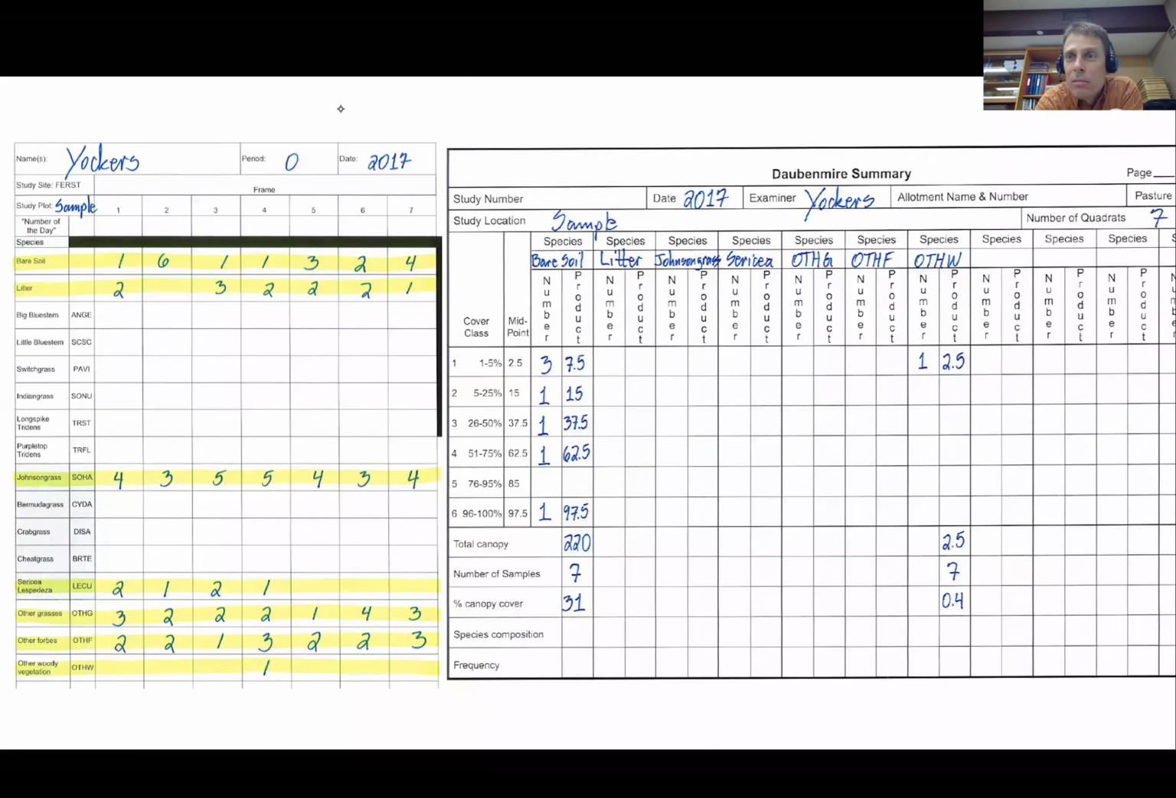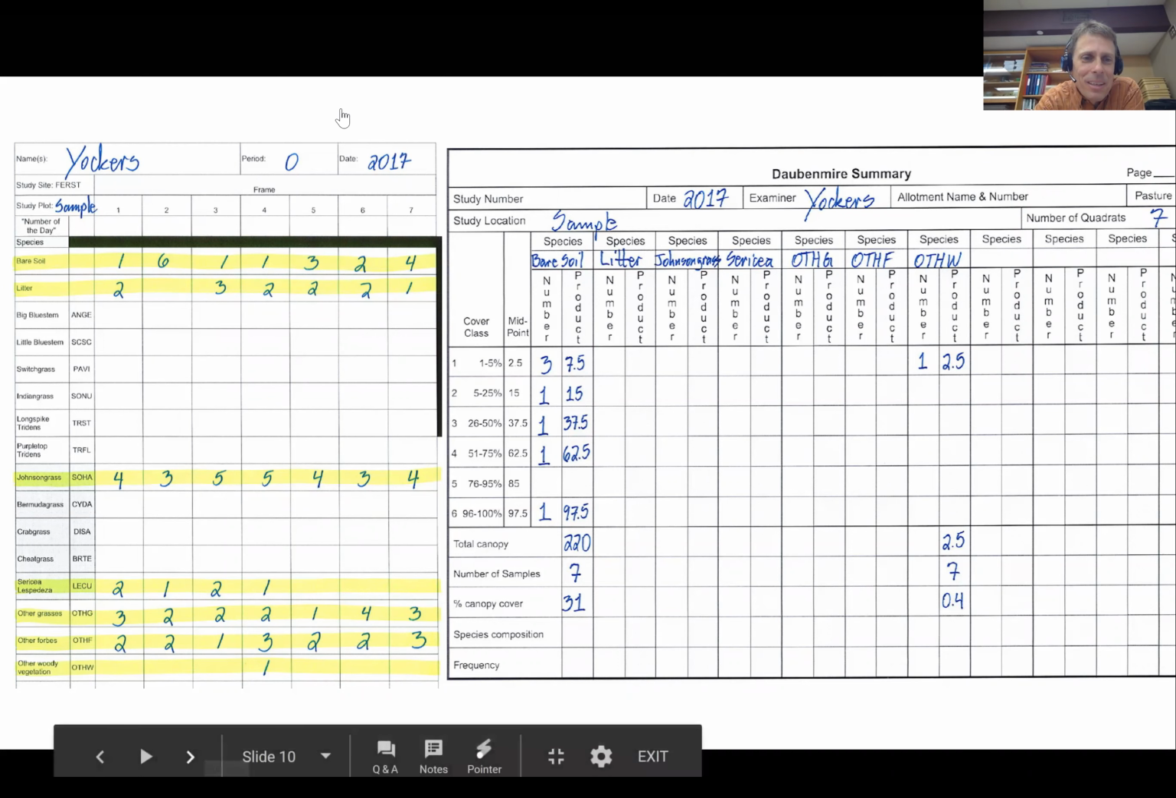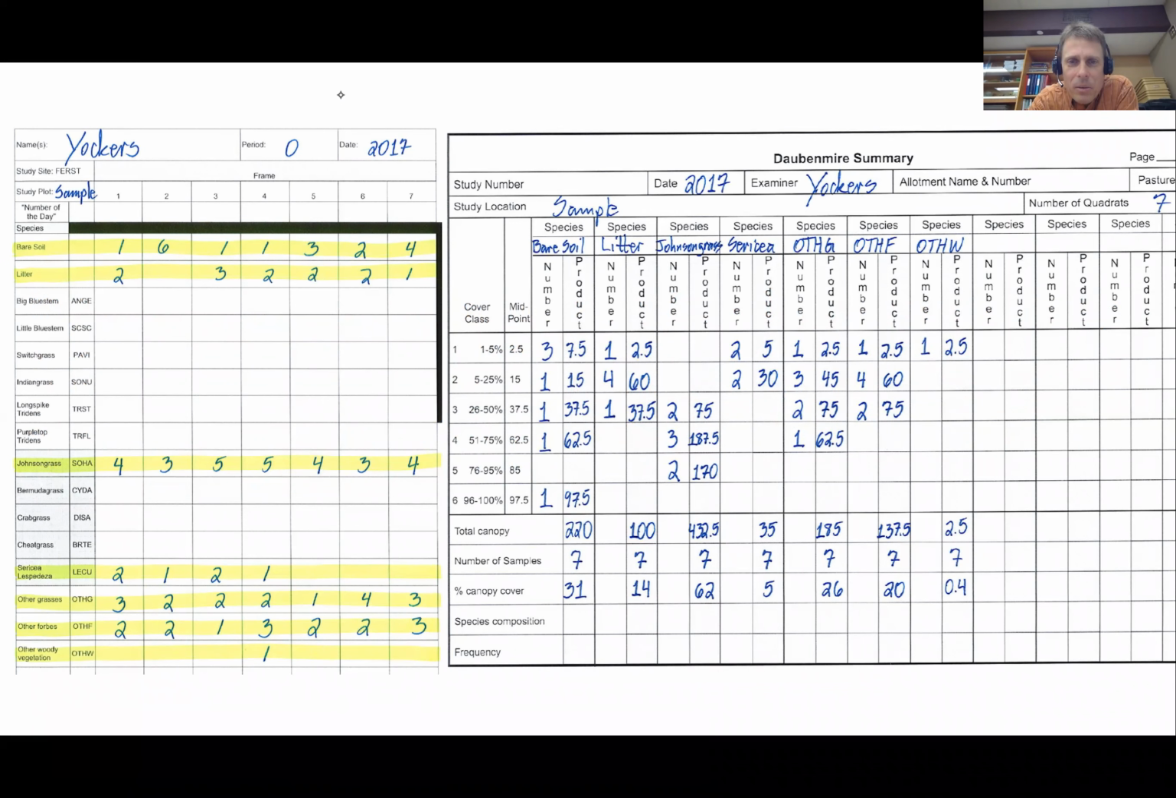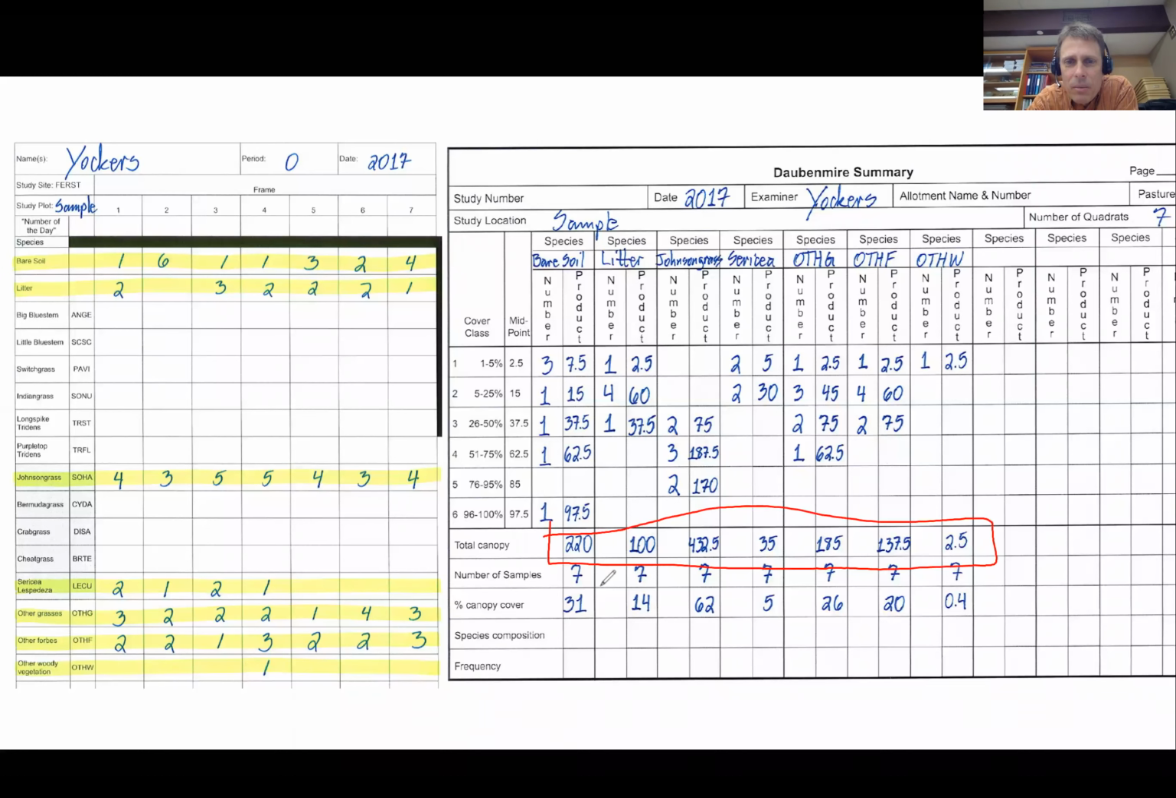Okay, so pause, calculate, get your answers. Okay, so I'm moving on right now. So I moved too far. So here's the total canopies for all of them. Here's the total canopies for everything across here. Right, and so then we're going to divide each of these by 7, and then you end up with the percent canopy cover. So that's the important information that we're looking for, is this stuff down here, the percent canopy cover.